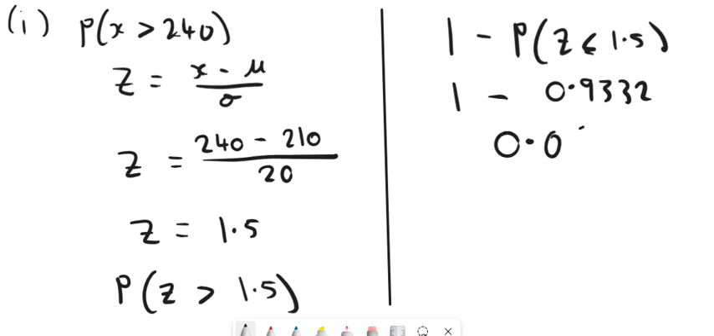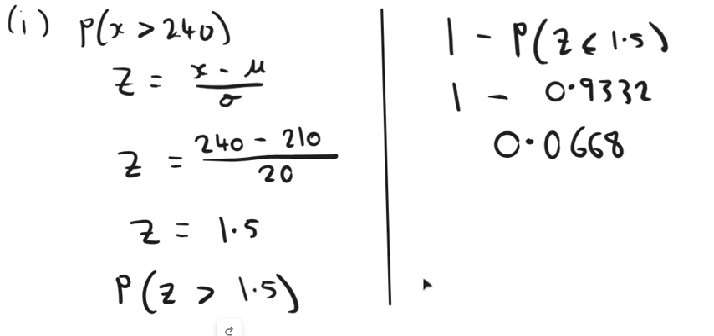So 1 minus 0.9332 is 0.0668. That's the probability. So when it's a greater than, or if it's a minus, if either one of those, you do 1 minus.